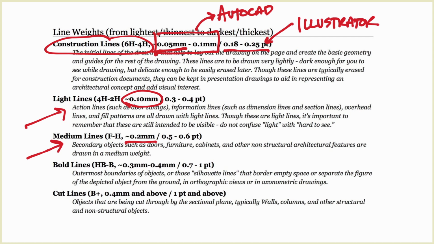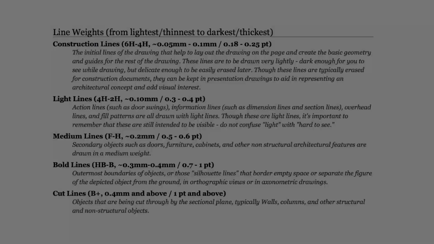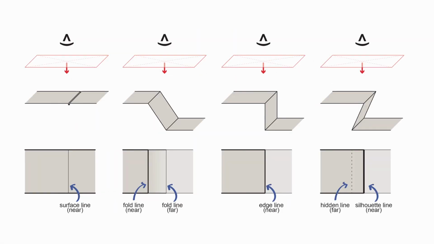Bold lines, outermost boundaries of objects, major things that we're showing, those are going to be in the 0.3 to 0.4. And then cut lines, cut lines are things like the walls that we cut through or a section cut. They're going to be 0.4 and above. Though I think a lot of times the walls dropping down to 0.3 feels a little bit better. It depends on the plan and how intense your plan is. So it's good kind of background information.